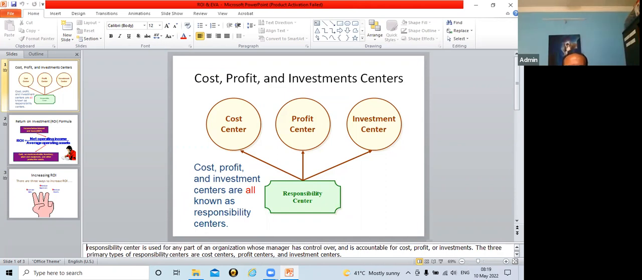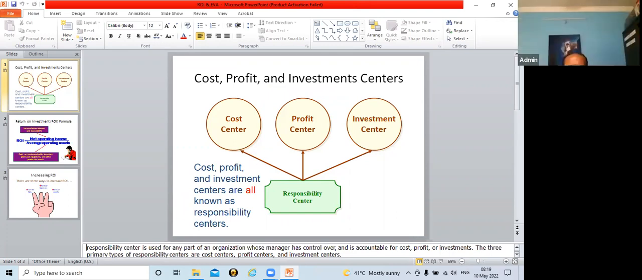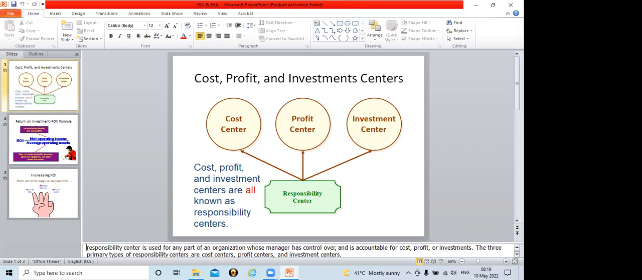Responsibility center is used for any part of an organization. Now, yesterday I gave the example, like say Videocon company. In Videocon company, there are several products which are manufactured. What are the product range under Videocon? TV, fridge, washing machine, music system.